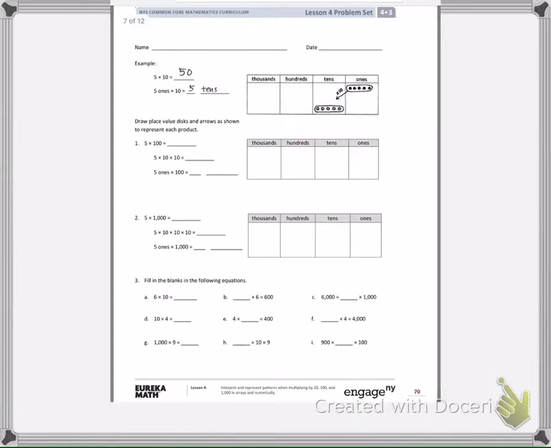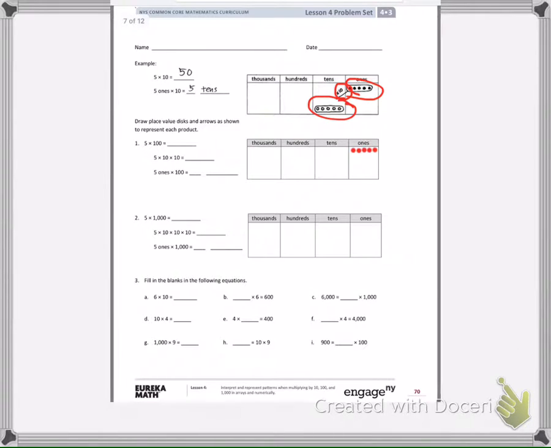Lesson 4, Problem Set. Look at the example. 5 times 10 equals 50. It's the same thing as saying 5 ones times 10 equals 5 tens. Draw place value discs and arrows as shown to represent each product.